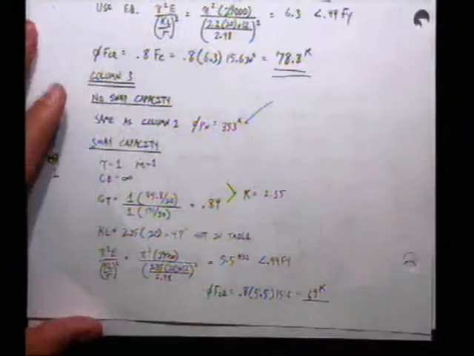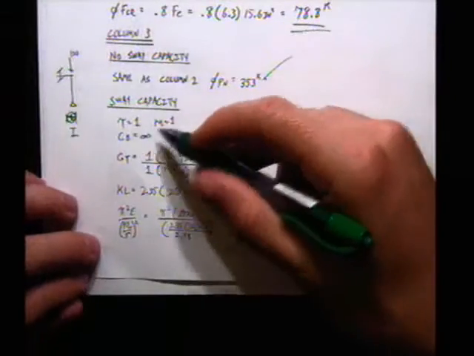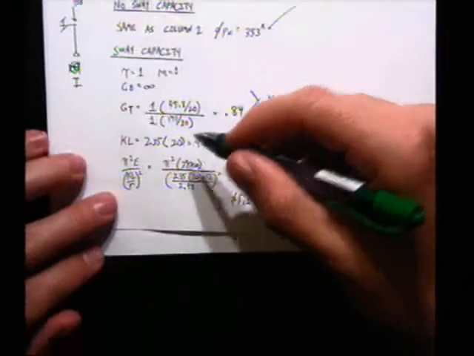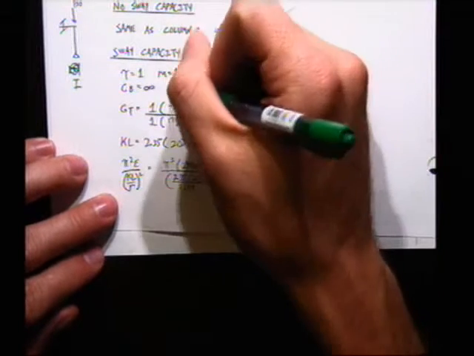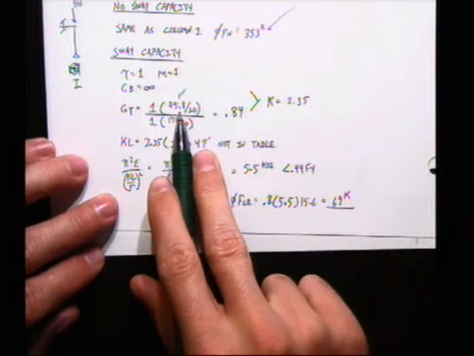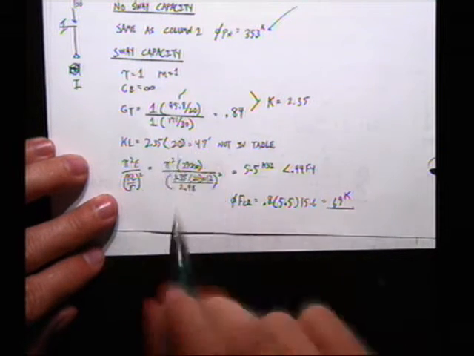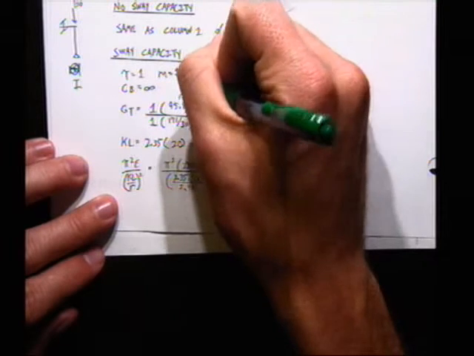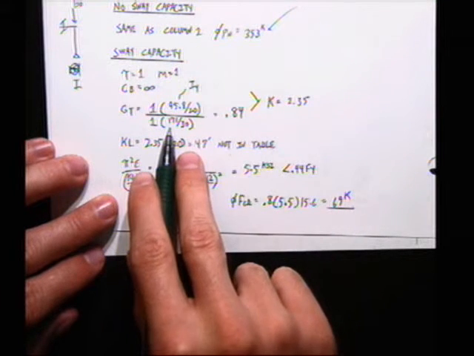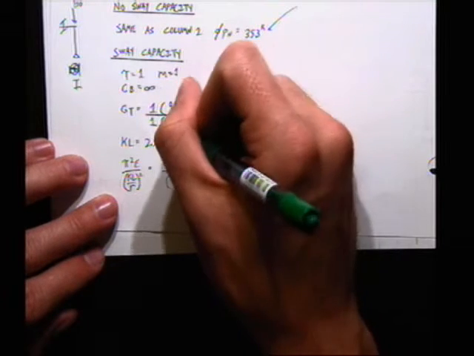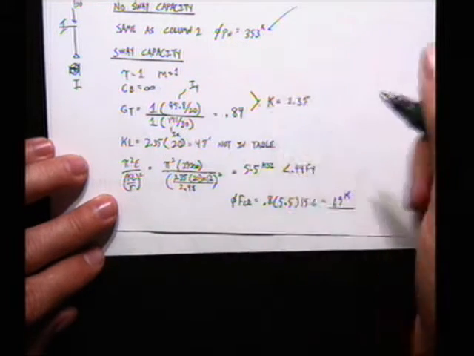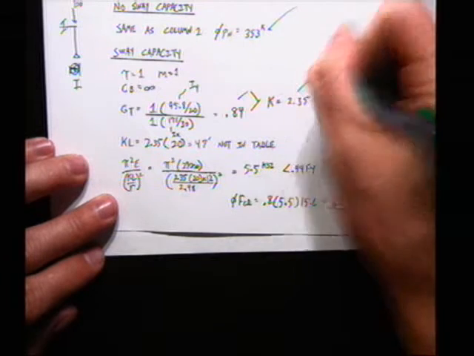Okay, so now I have tau is 1, m is 1. I've got my G top, and this is I of what? It's I of the column, IY. And this I is going to be of what? The beam? It's going to be IX. I get 0.84, I get a K at 2.35.